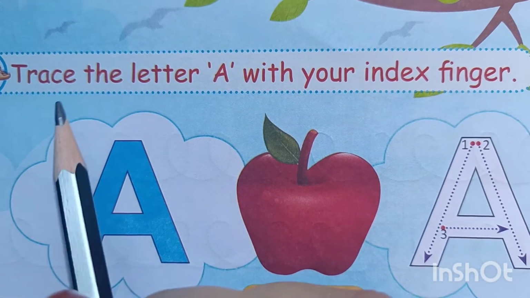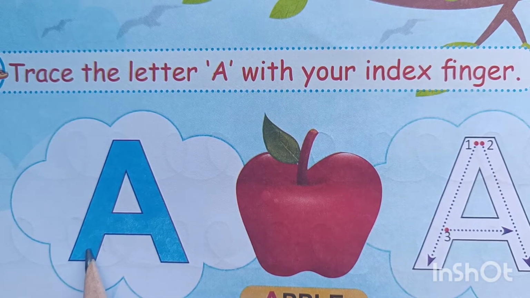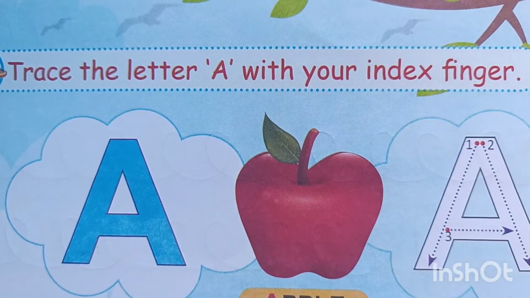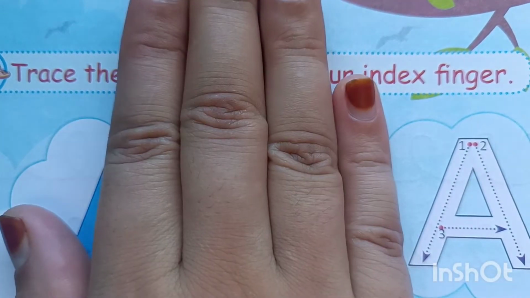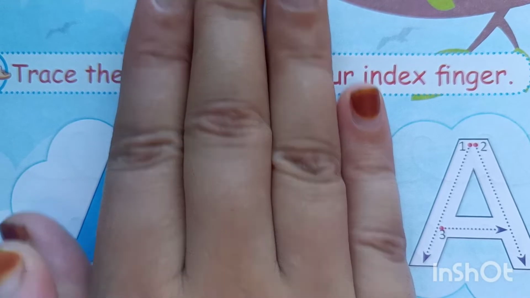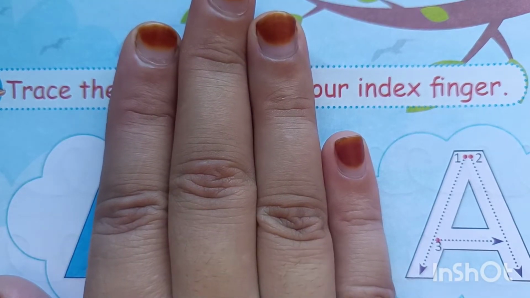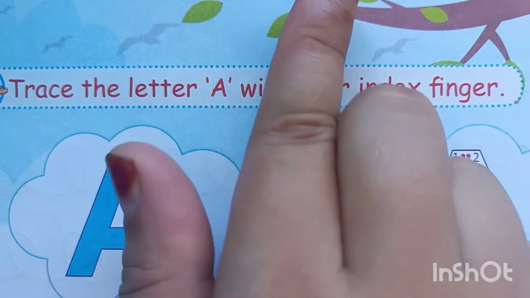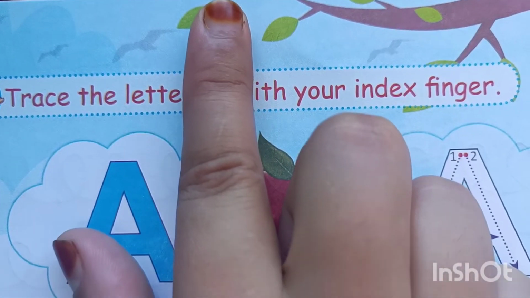So, today we are going to practice letter A. Trace the letter A with your index finger. Where is your index finger? This one. See, there are 5 fingers. This is thumb, index finger, middle finger, ring finger, and the little finger. This one is your index finger. It comes after thumb.